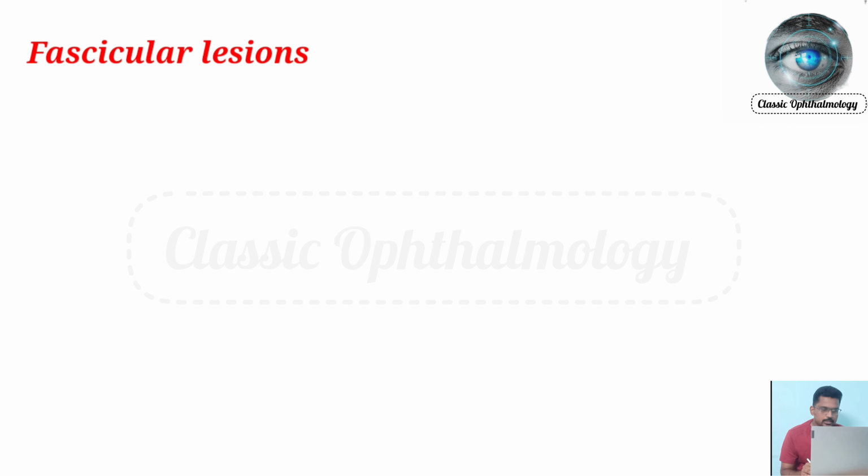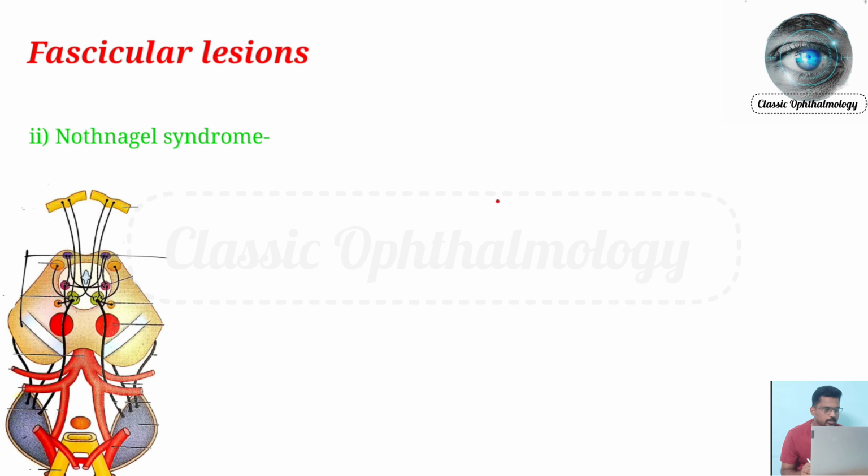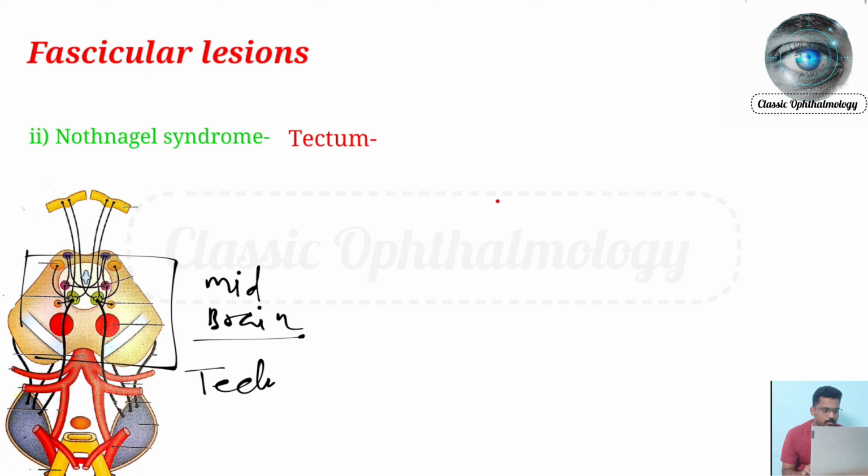Now the second one is Nothnagel syndrome. This is the midbrain, and involvement of the tectum area of the midbrain is associated with cerebellar ataxia.